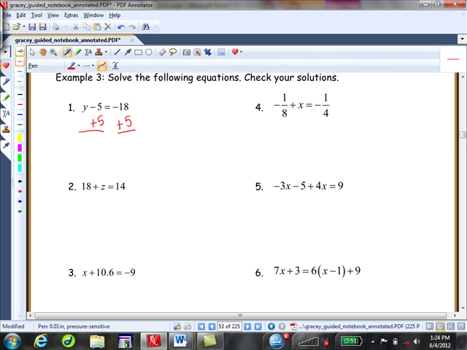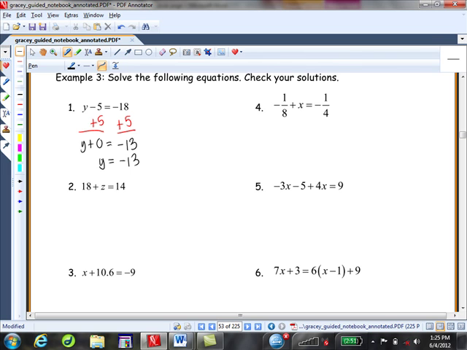I'm going to do one more example after this where it looks just like the property above, where we're adding horizontally. So here we go. We'll get y plus 0, because negative 5 plus 5 is 0, is equal to negative 13. Well, y plus 0 is just y, so y is equal to negative 13. Now you would want to check that in the equation. Negative 13, if I plug that in for y, minus 5, is that equal to negative 18? Yep, it sure is. So you got the right answer. And that's what you should do for every problem, either mentally or written.